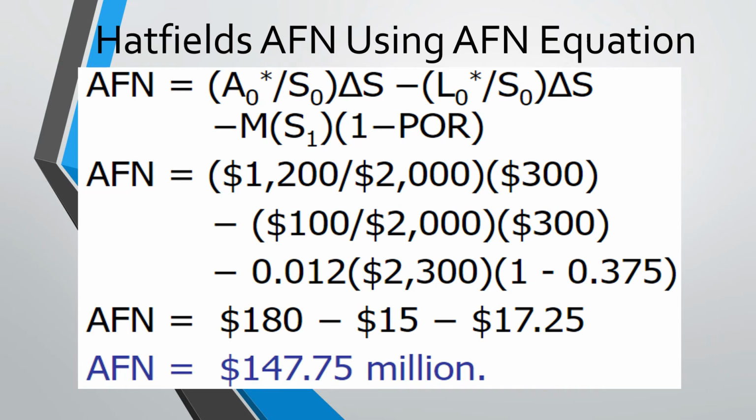So by computing, AFN equals $180 minus $15 minus $17.5. So the AFN, or the additional funds needed, is 147.75 million.